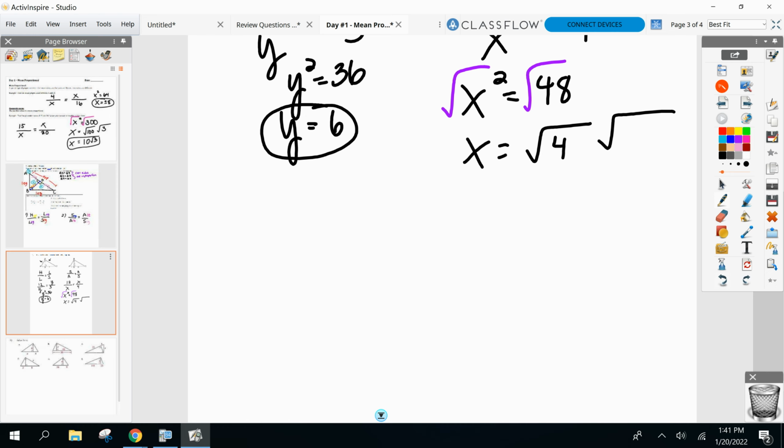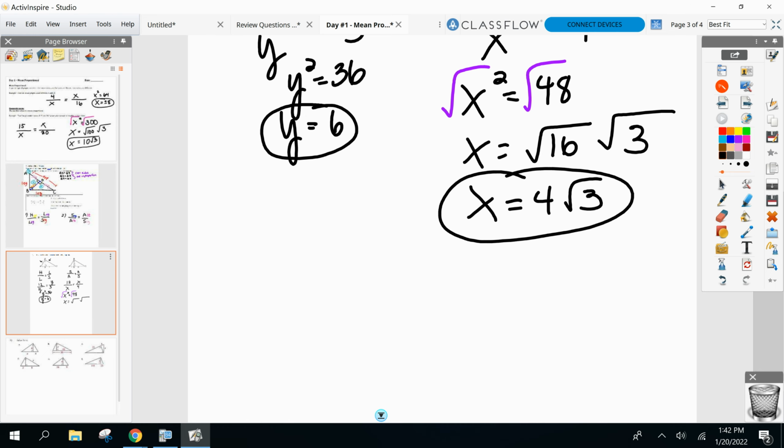Now, it was 16, right? Times 3. Any perfect squares go into 3? So you pick the biggest one. That's how you know. No perfect squares go into the second radical. That's how you know you've landed on the biggest one. So this ends up being 4 square root of 3. All right? Okay, I'm done.